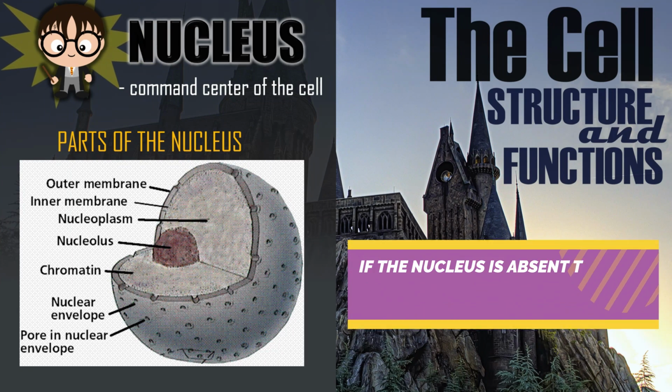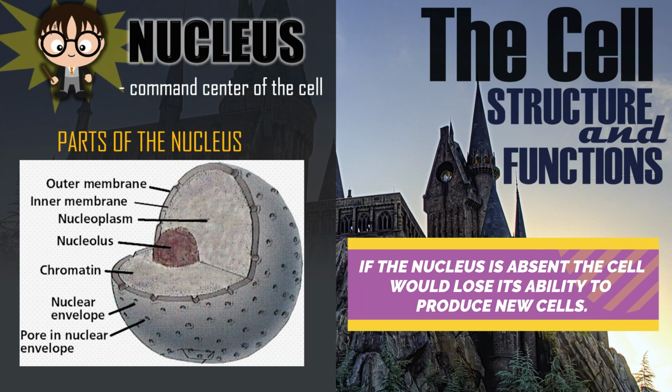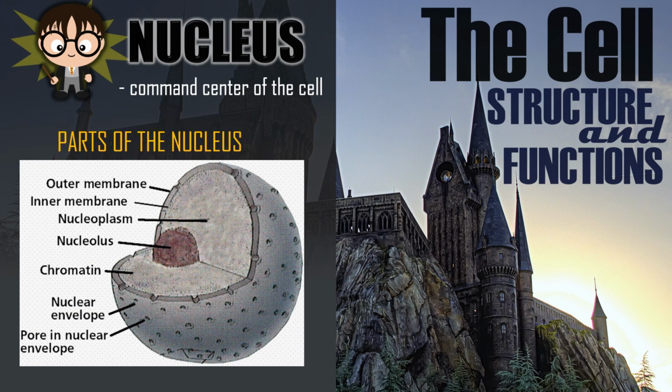Take note that if the nucleus is absent, the cell would lose its ability to produce new cells and proteins. For example, we have the red blood cells or the erythrocytes. Erythrocytes have no nucleus, so they are destined to die in about 120 days. So mature red blood cells cannot make new ones. The new ones will always come from the RBC precursor cells, which contain nuclei. So that is how vital the nucleus is.